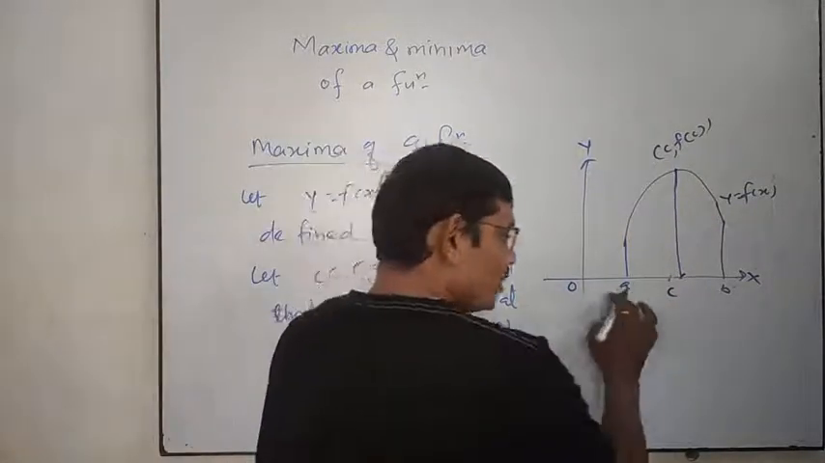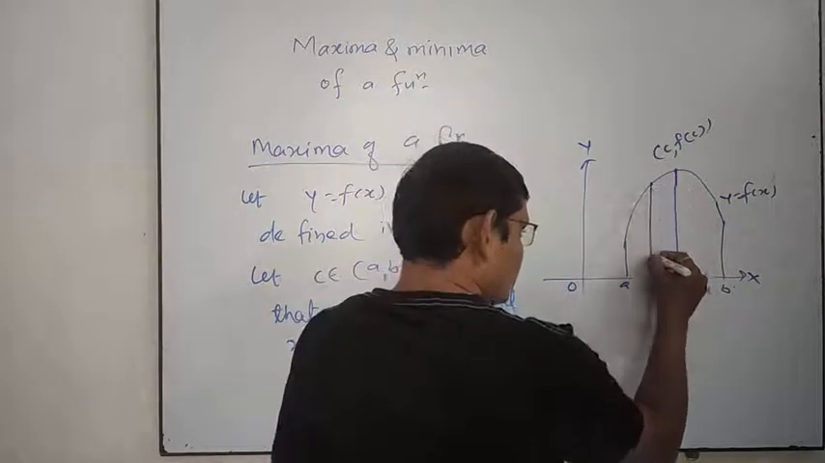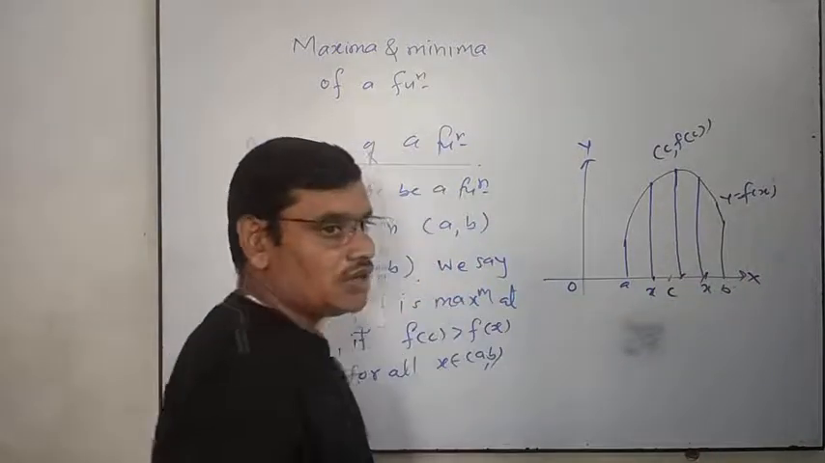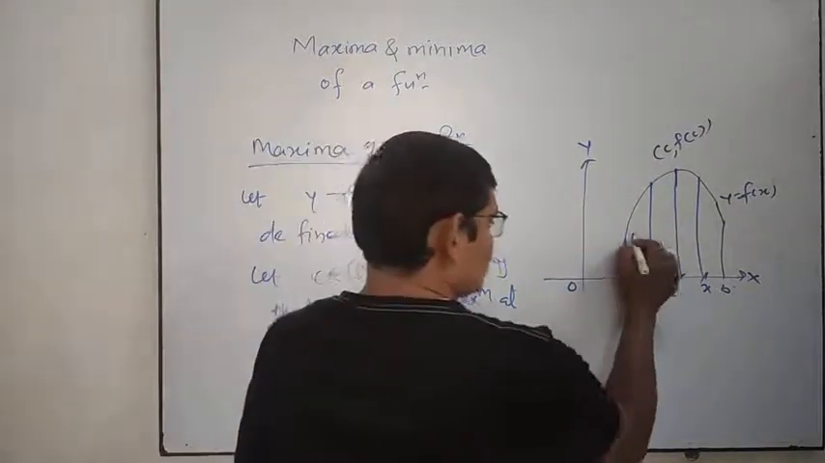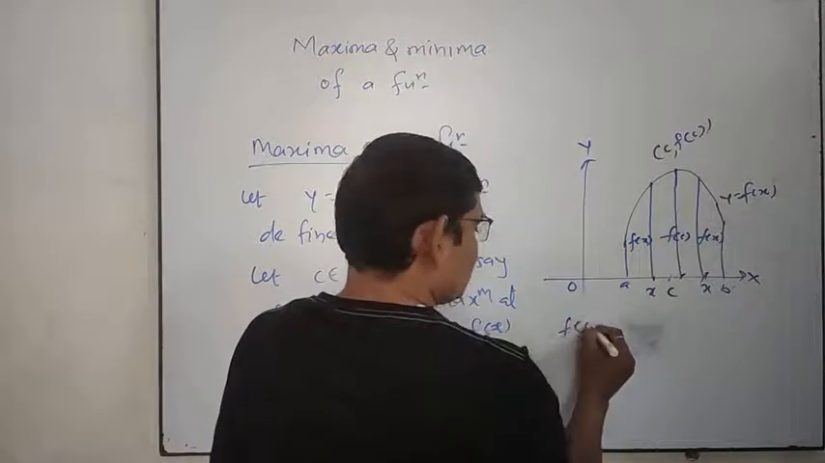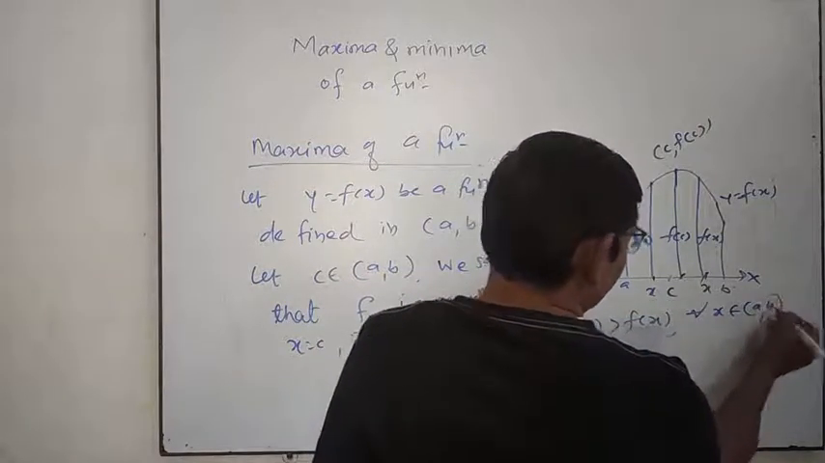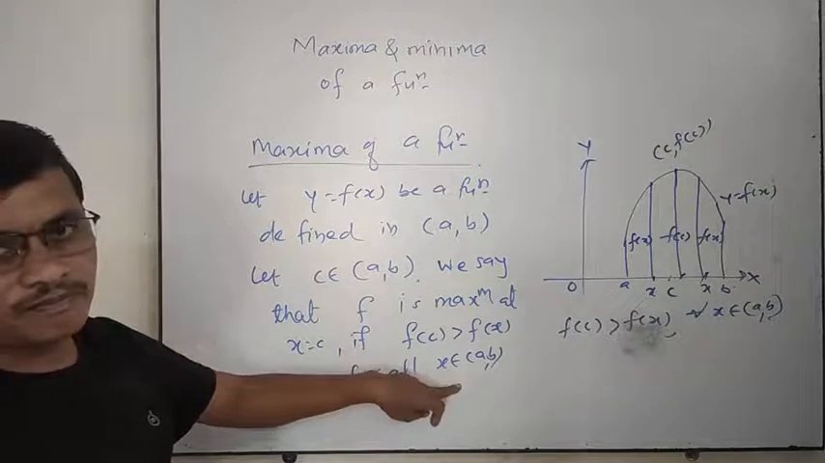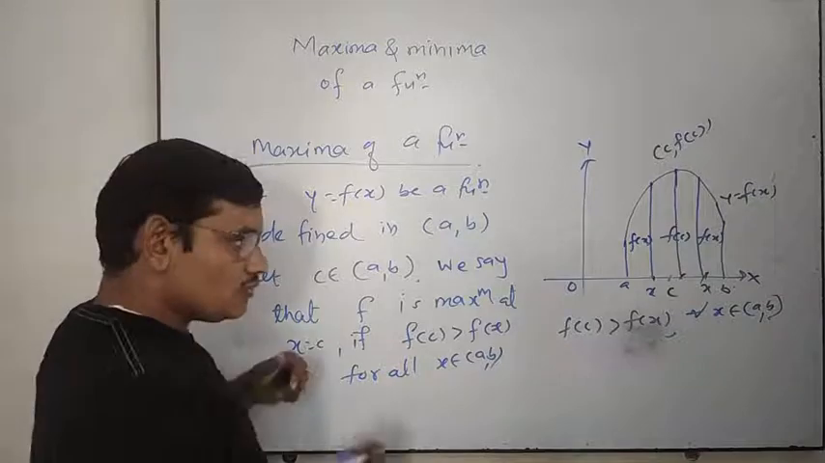Now we take any other point in the interval to the left or right side of C and see the value of function is less than f of C always. Okay, so this is f of x, this is f of C, this is f of x. So f of C is always greater than f of x for all x belongs to AB. So in this case, we say that the function is maximum at point C. Similarly, we discuss the minimum of function. Where is the function minimum?